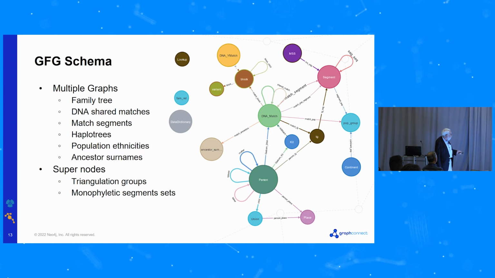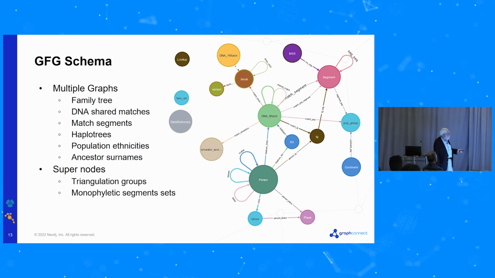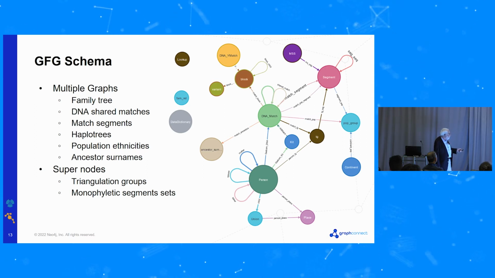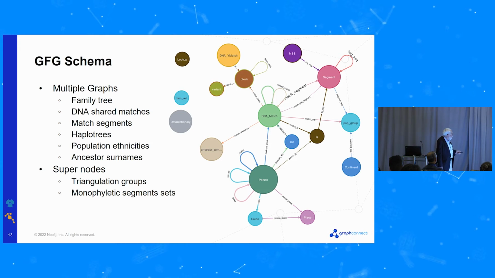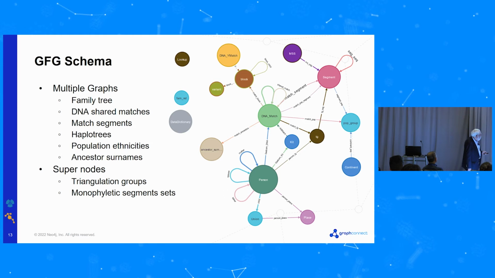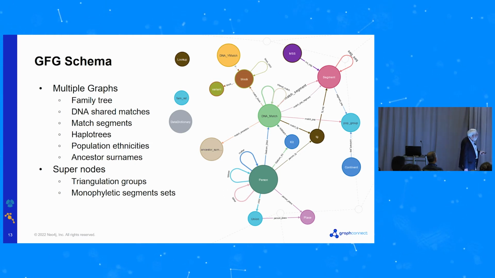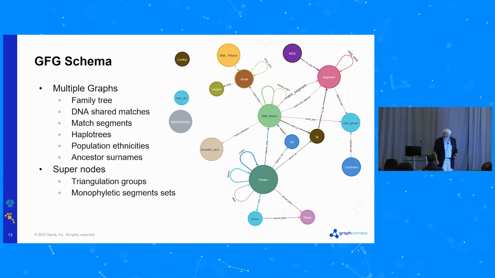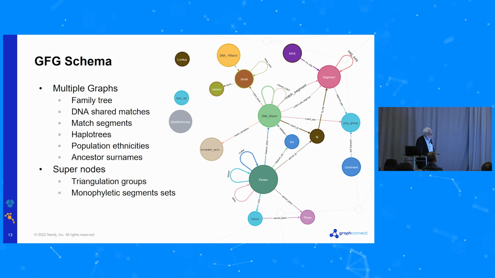We can even go further, because if we have ancestors that we're studying, they have a record number here. And there may be segments up here that are specific for that ancestor, so we can even propagate those record numbers up that far, and then start some analytics there. We have supernodes, triangulation groups, which we'll review a little bit more, which are a collection of segments. We also have what we call monophyletic segments, which are specific for an ancestor.